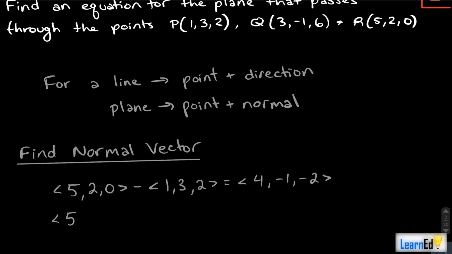Let's take that point R again. Okay, you can do any points that you want. I'm just doing these because these are what I already have written down. We have 3, -1, 6. Okay, and if you subtract these out, 5 minus 3 is 2, 2 minus -1 is 3, and 0 minus 6 is -6. Okay. So now, all we're going to do is take the cross product, and then we have our normal vector.